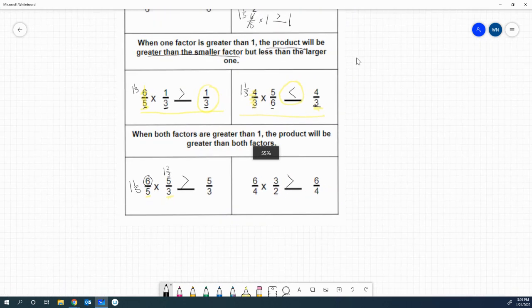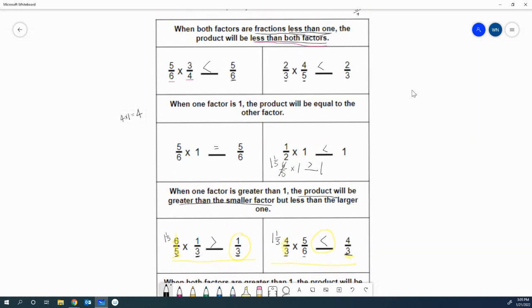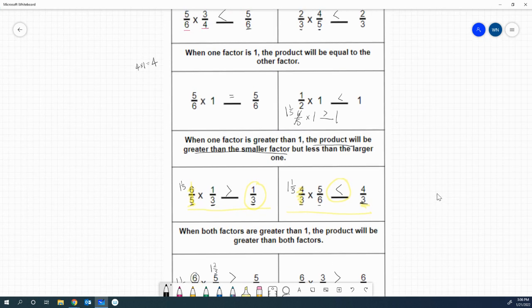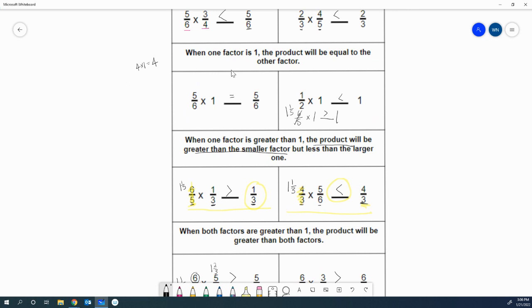Let's take a look at the rest of them and get a gist of how we feel about them. When both factors are less than 1, the answer will be less than both factors. When both factors are greater than 1, the product will be greater than both factors. Those are pretty easy. When one factor is 1, the product will be equal to the other factor. That one's okay. When one factor is greater than 1, the product will be greater than the smaller factor, but less than the larger one.